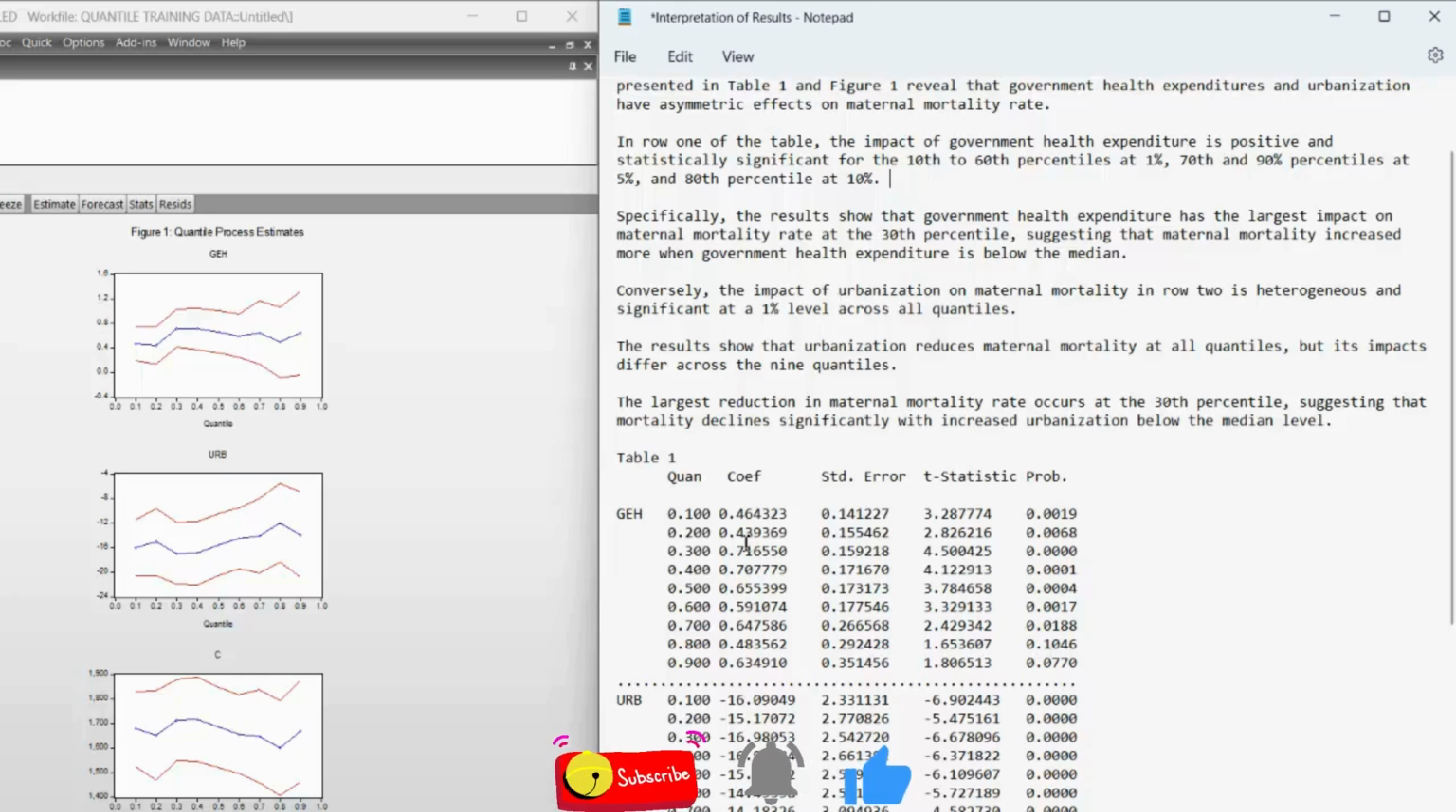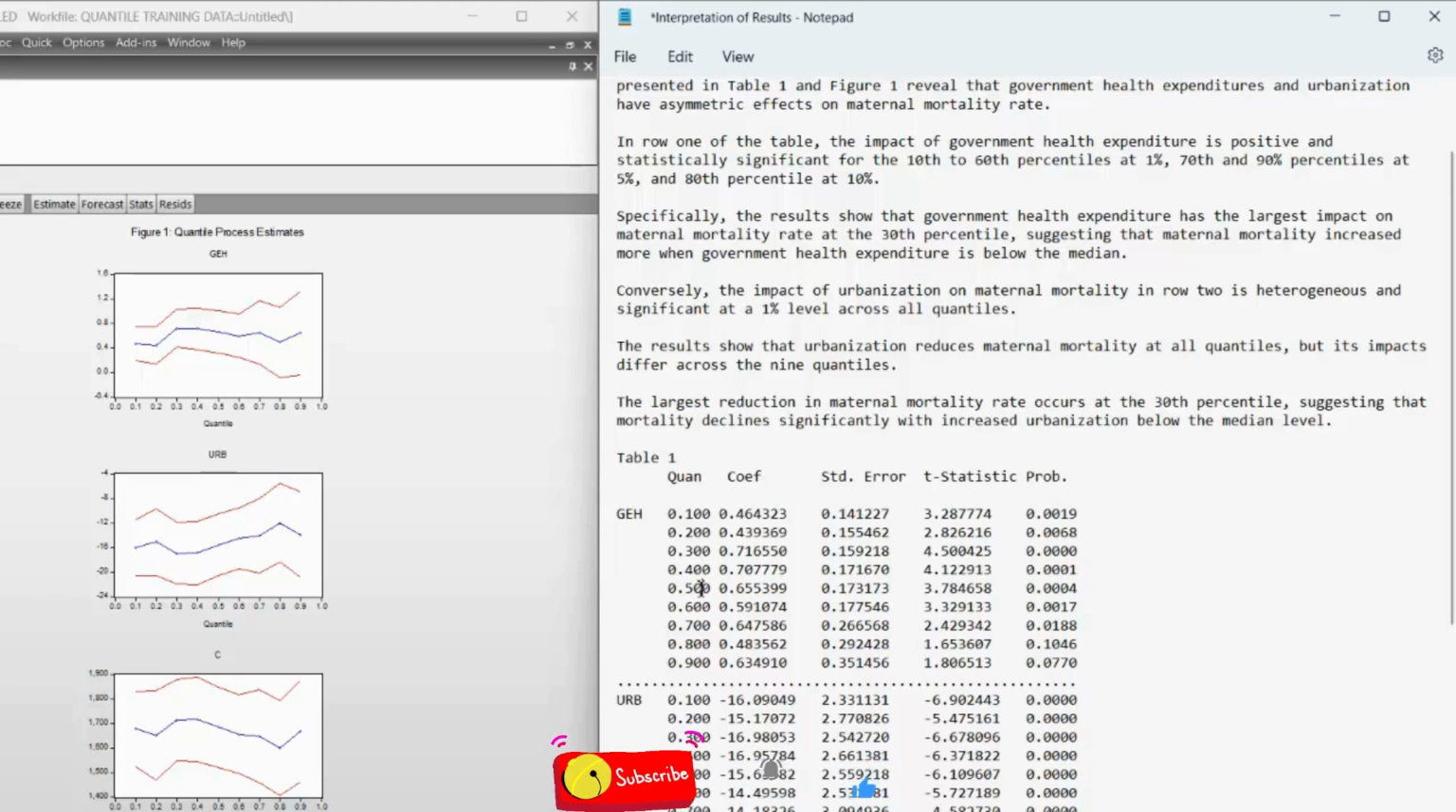Once you state that, you are good. Now you need to look at the magnitudes. That's why I move on and say specifically that the research shows government health expenditure has the largest impact. You can see the magnitude here is the biggest, greater than the other magnitudes. So I say it has the largest impact on the maternal mortality rate at the 30th percentile. And what does this mean? It suggests that mortality rates increased more when government expenditure is below the median. You understand?